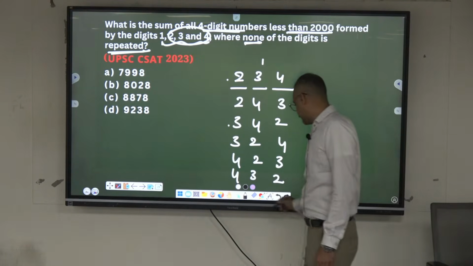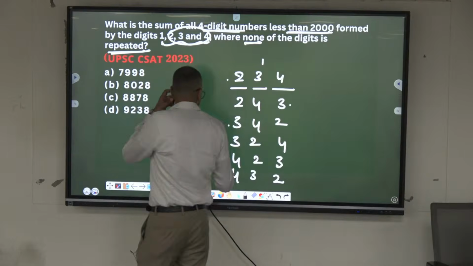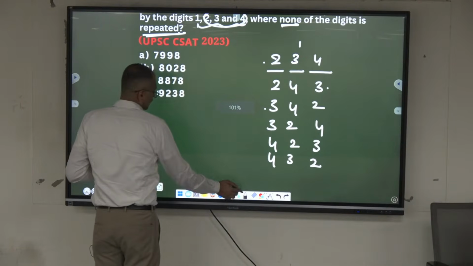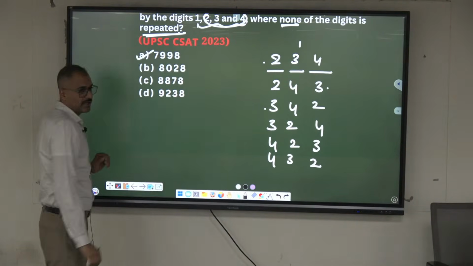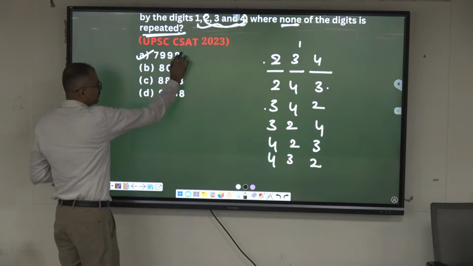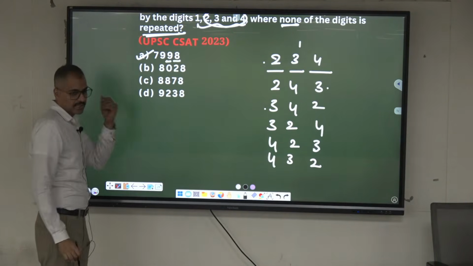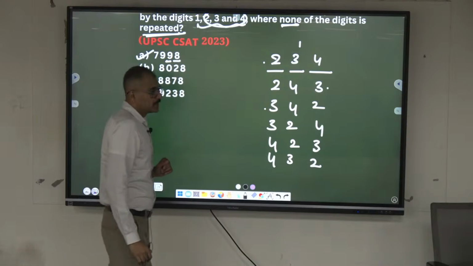Okay, look here now. You can reduce this one in this form. What is the option then? 7998. Okay, you have 8 in the unit digit. That's common everywhere. 9 will be at the tens place. Look here, everyone. See.